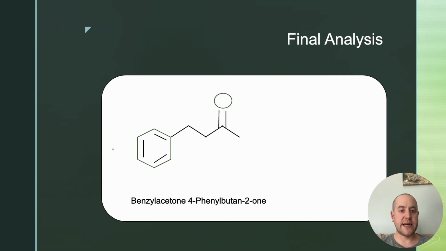And after analyzing the graphs and their respective keys, where the peaks match up with which groups and which hydrogen bonds, I came up with benzyl acetone. It is 4-phenylbutan-2-one, and it looks something like this.